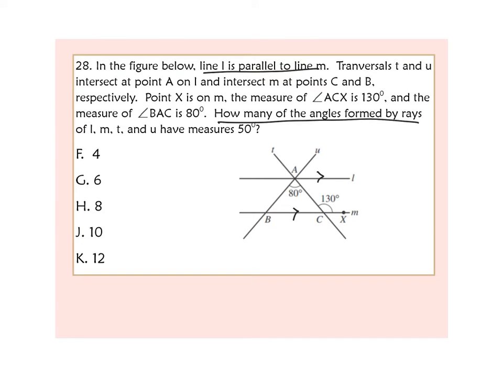So then I'm just going to read the question, and it says, how many of the angles formed by rays L, M, T, and U have measures of 50 degrees? So I'm just going to start filling in missing angles that I know. One thing from geometry, if you forget, is if you have angles formed by two intersecting lines, and they're across from each other like this, they're called vertical angles and they're exactly the same. So I'm seeing some vertical angles like here and here. So this would be 130.